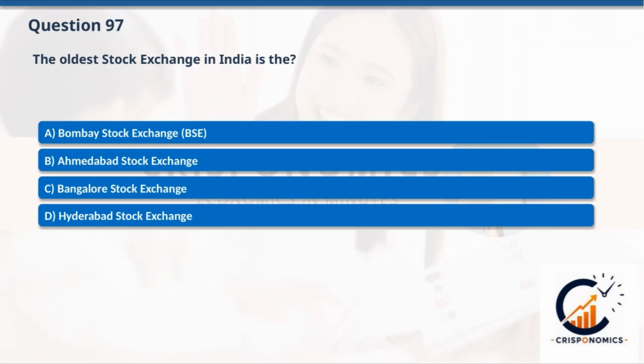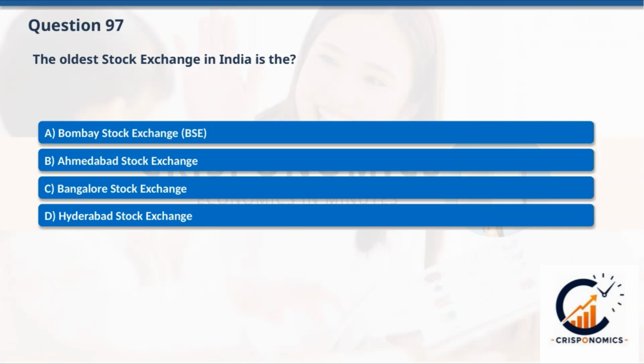Let's take a moment to think about the oldest stock exchange in India. We have 4 options here: Bombay, Ahmedabad, Bangalore, and Hyderabad. Each has its own history, but one stands out as the pioneer. The Bombay Stock Exchange, or BSE, holds the distinction of being the oldest. It's been a cornerstone of India's financial markets for well over a century, shaping the way trading happens across the country.